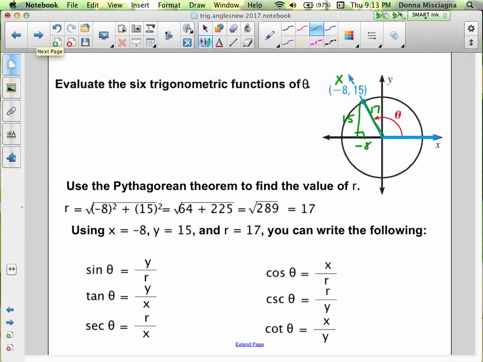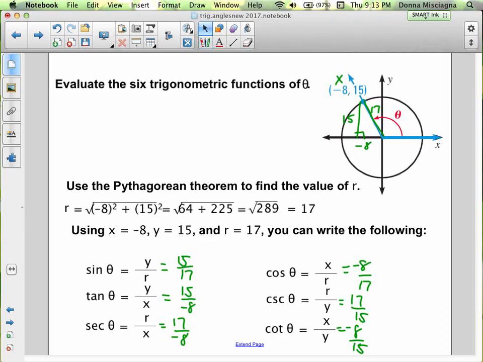Sine is y over r, so that's going to be 15 over 17. Cosine, x over r, negative 8 over 17. Tangent is y over x, so that's going to be 15 over negative 8. Cosecant, just the reciprocal of sine, so that's 17 over 15. Secant, reciprocal of cosine, is 17 over negative 8. And then cotangent, reciprocal of tangent, is negative 8 over 15. And that's all there is to it.